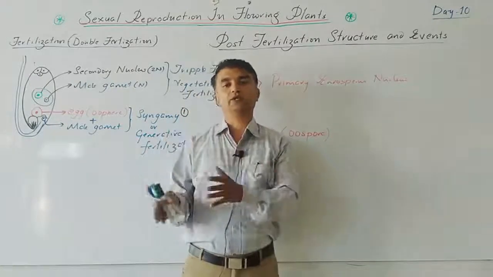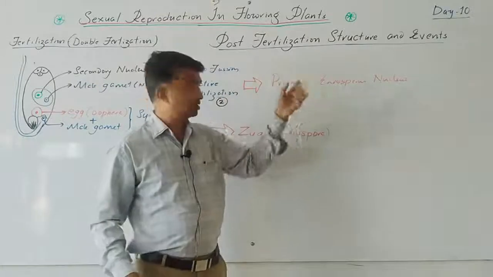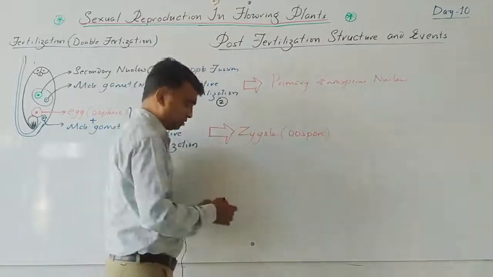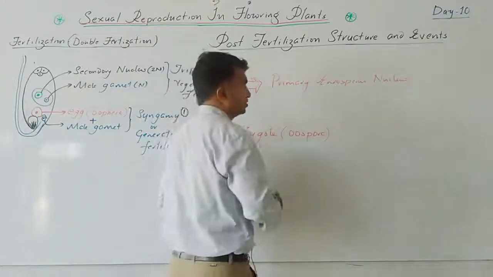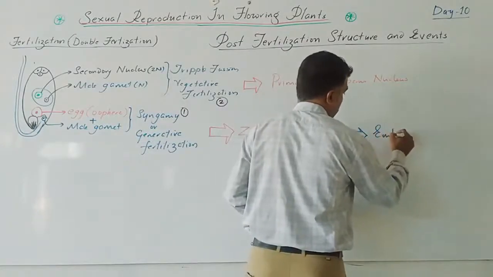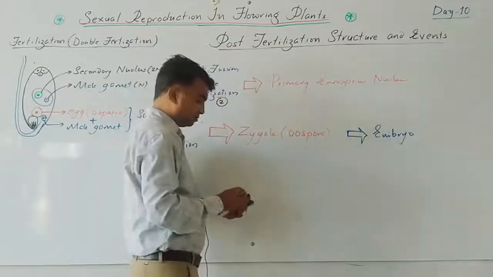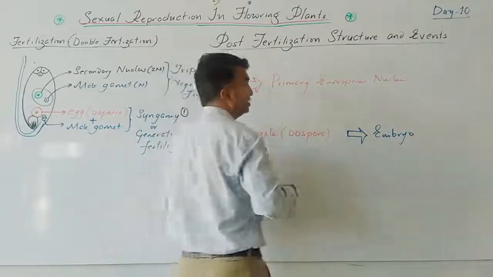Ultimately, the ovary turns into fruit, the ovule turns into seed. So these are the main structures. Now, this zygote later on develops into the embryo.